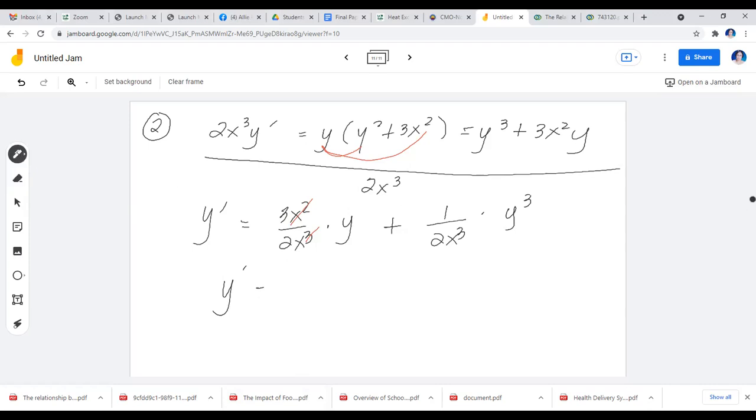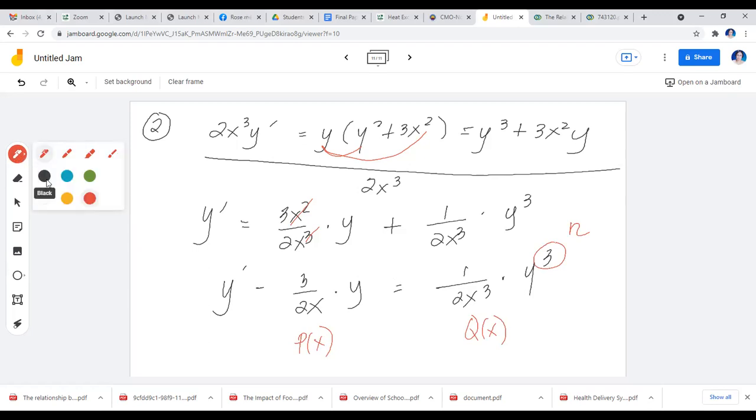So you have y prime minus 3 over 2x times y being equal to 1 over 2x cubed times y cubed. Now in here, you can see already that your original DE that doesn't look like a Bernoulli's equation is a Bernoulli equation. So this is your P of X, and this is your Q of X, and this is your N. So your N is equal to 3.